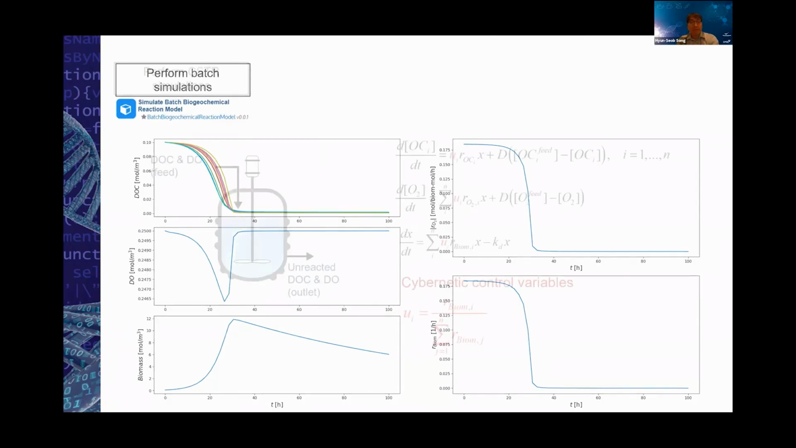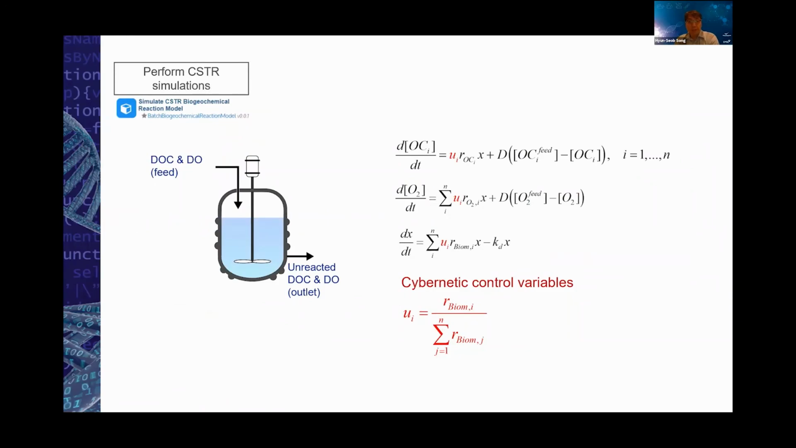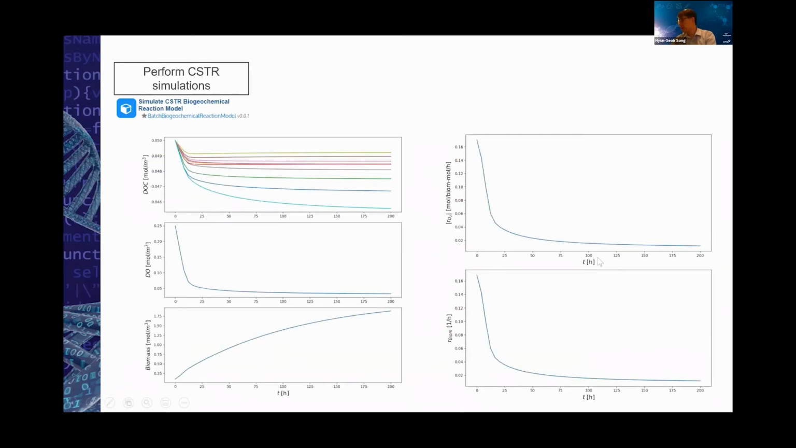And same thing with the CSTR simulation. The only difference is that we have a feed term, and inlet and outlet terms. We have a feed concentration, and also unreacted dissolved organic carbon and dissolved oxygen are removed from the reactor by this flow. D is a dilution rate, which is an operating parameter. And we can also apply the cybernetic variables in this reaction as well. And the results are here.